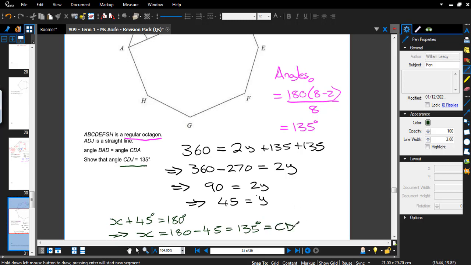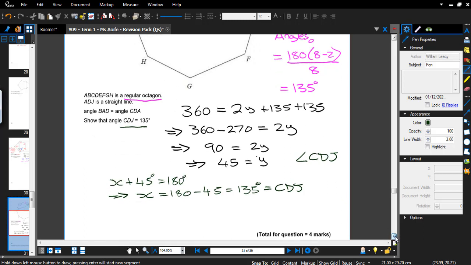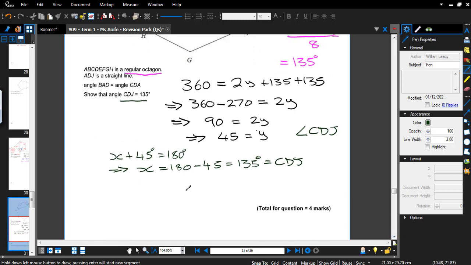It should be, in the UK they do it, I don't like it. It should be angle CDJ. CDJ could be a triangle. I don't like the way they do it. It should be an angle there. Anyway, whatever. And we prove that.